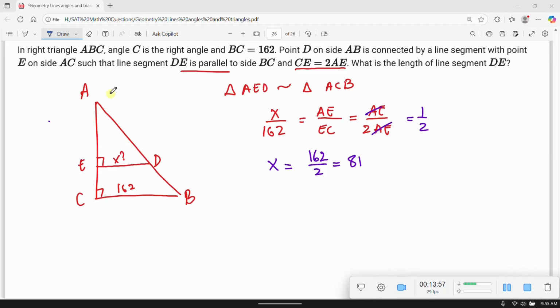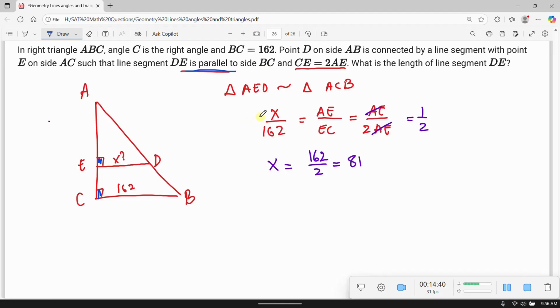So first, I sketch out my triangle ACB, and then I'm going to draw a line ED based on what they say. I'm going to put 162, and I need to find the length ED. These two triangles, AED and ACB, are similar because I have two things: a 90-degree angle and DE parallel to BC.